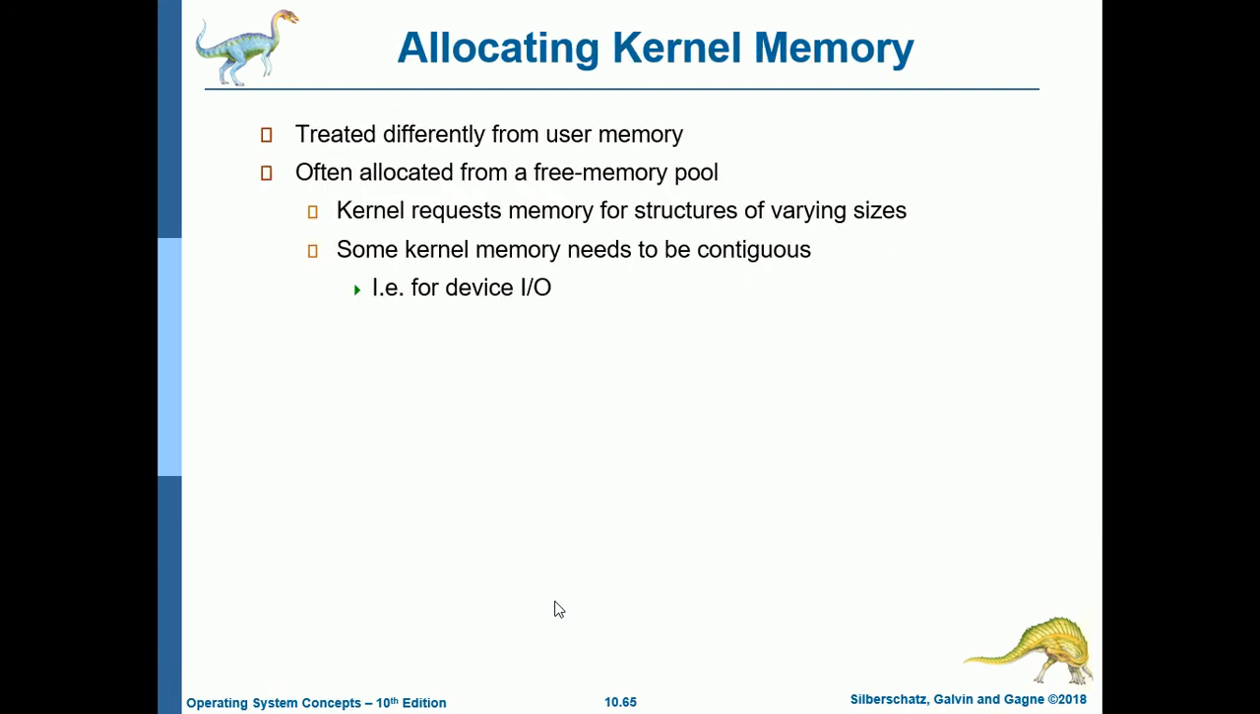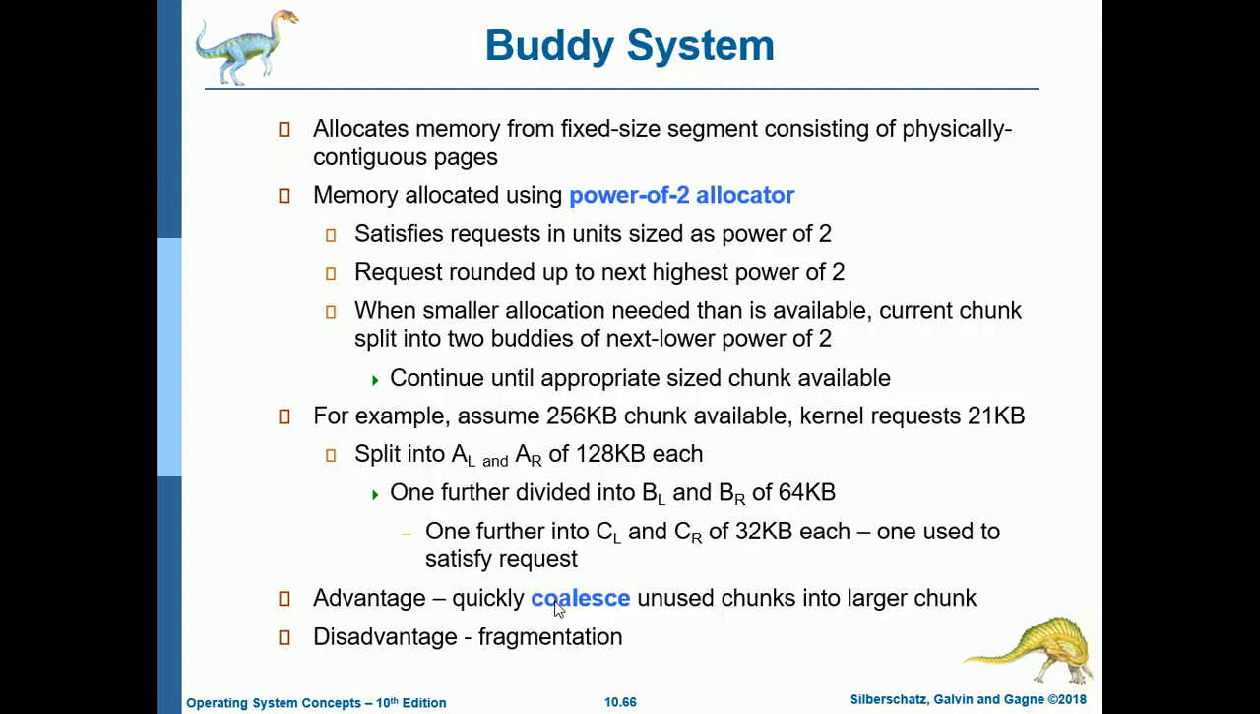So next is allocating kernel memory. It is treated differently from user memory, often allocated from a free memory pool. The kernel requests memory for structures of varying sizes. Some kernel memory needs to be contiguous, such as for device input/output.